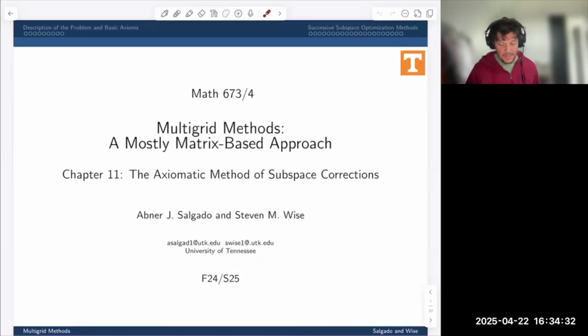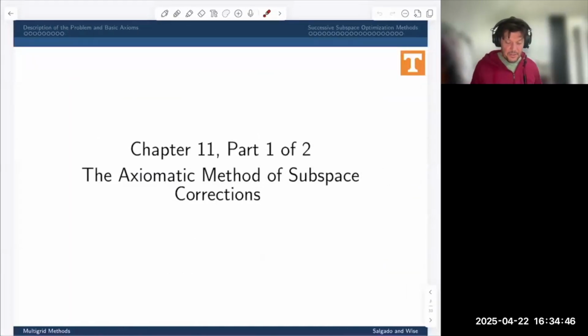So we've seen, we've met subspace decompositions before, I think it was chapter 9. Here we're going to see that in a slightly different context. Okay? And it's going to be used in this optimization setting.